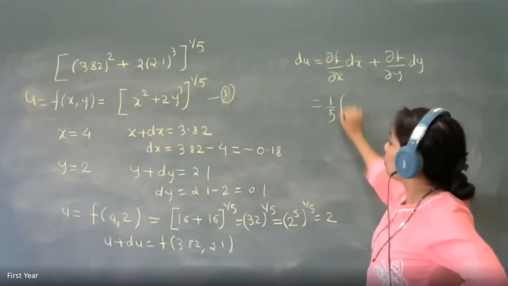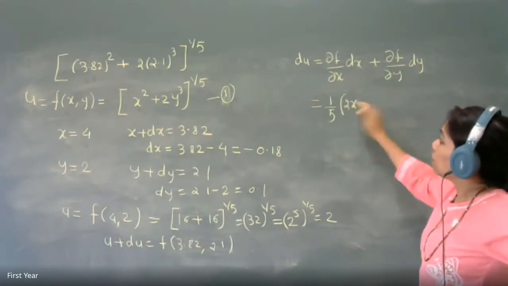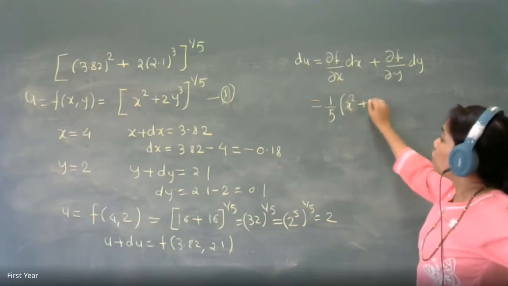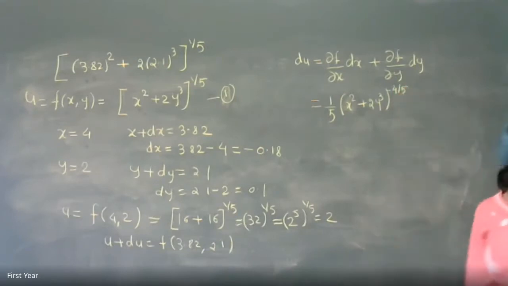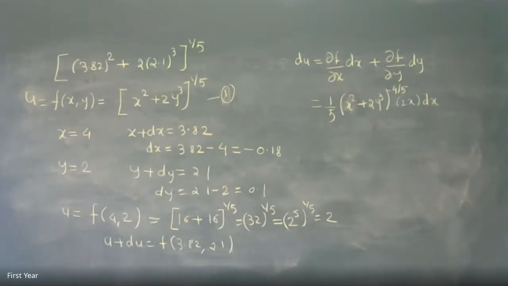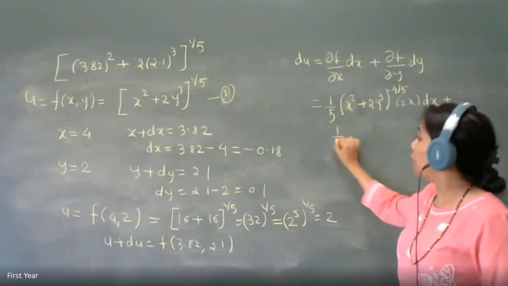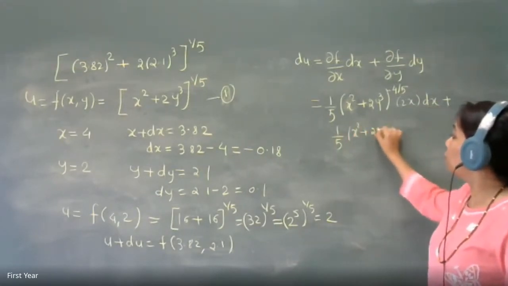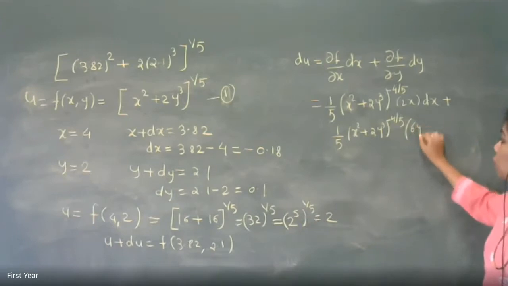1 by 5 (x square plus 2y cube) raised to minus 4 by 5 into 2x into dx. Is this okay? Yes or no? Answer quickly. Yes. Okay. Plus ∂f by ∂y is 1 by 5 (x square plus 2y cube) raised to minus 4 by 5 into the derivative of that with respect to y, which is 6y square, into dy.